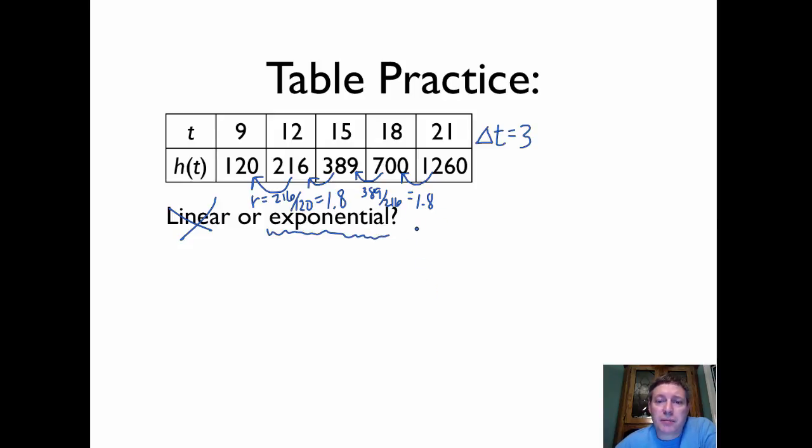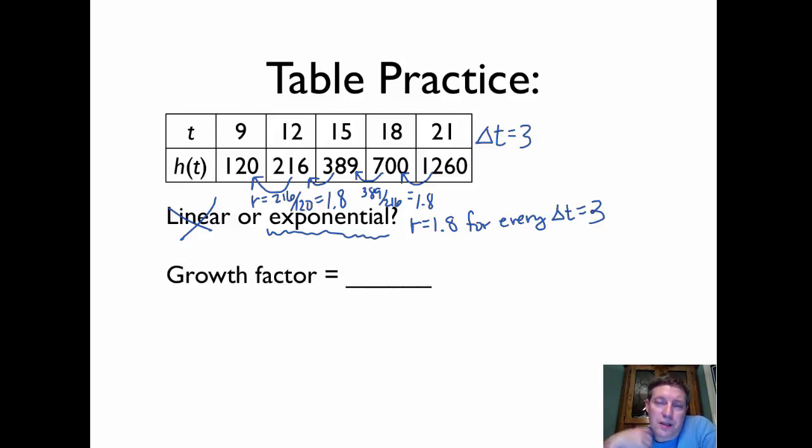Our reasoning would be something like this. We have the same ratio. Every time we checked it, the ratio is 1.8 for every difference of t of 3. Now, I say it that way because of our next question.